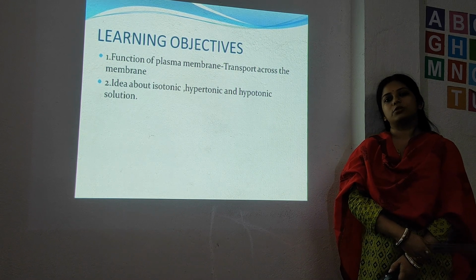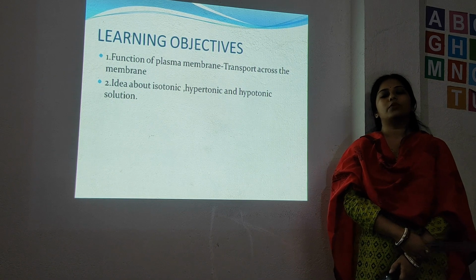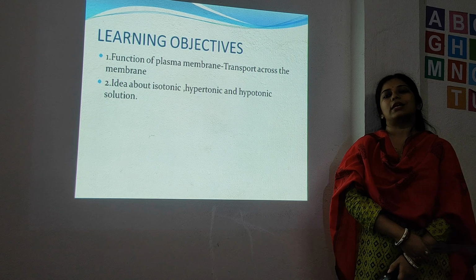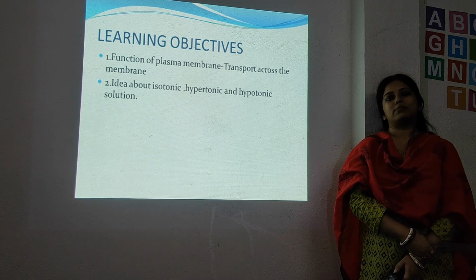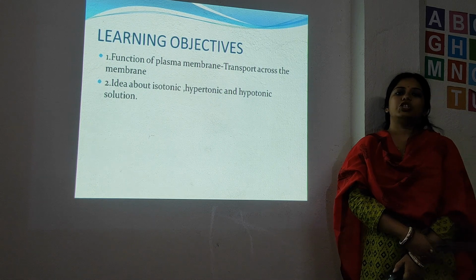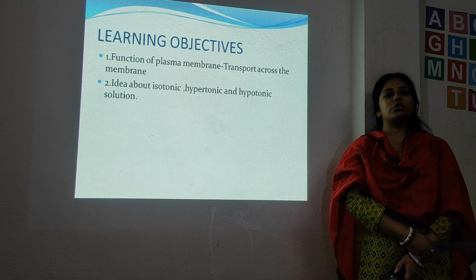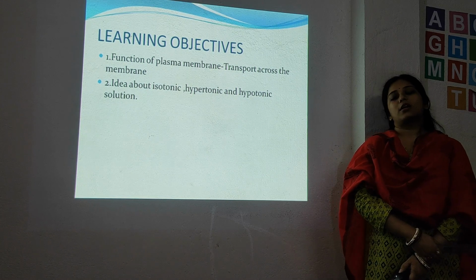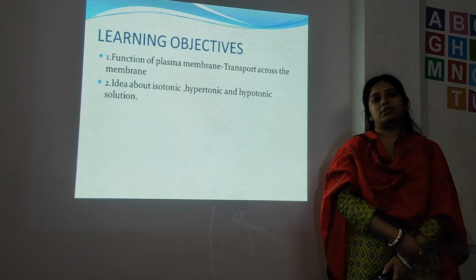What are the different functions of the plasma membrane? First of all, it protects all the cellular organelles and the inner part of the cell like cytoplasm, nucleus, etc. Second, it gives shape to the cell, and the most important function of the plasma membrane is that it helps in the transport of materials.